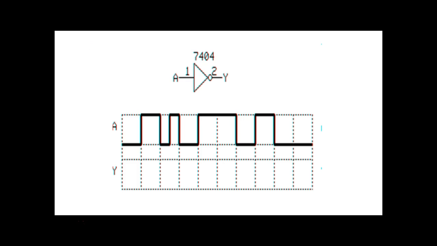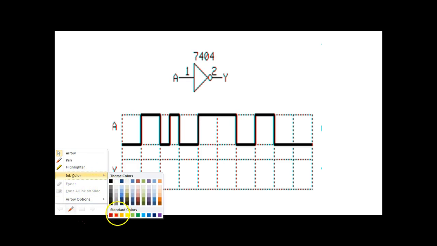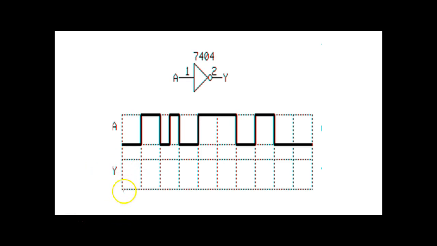Okay, I guess the first circuit was an inverter. So how would this go? Let me see if I can make this bigger. We start off high, right? Right here. What should it do? Low, high, right there. Then it goes what? Low.